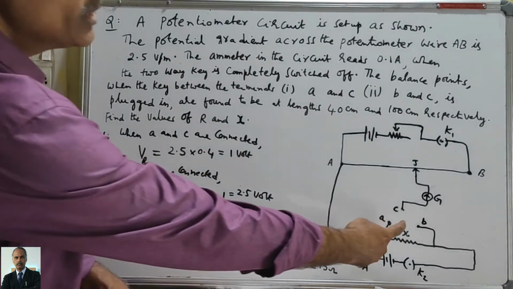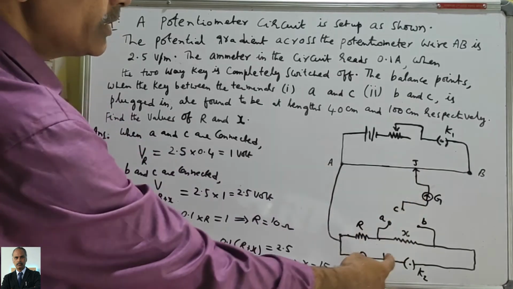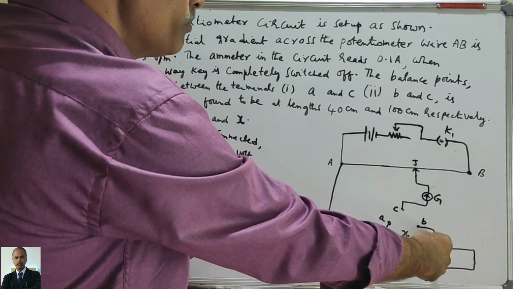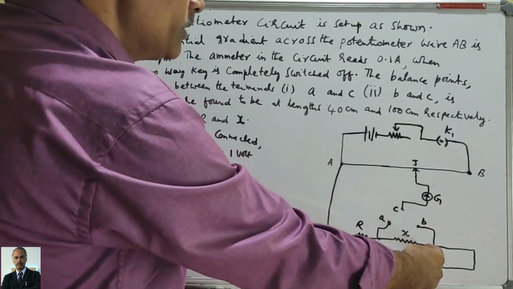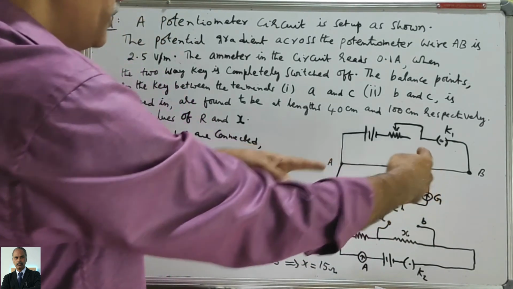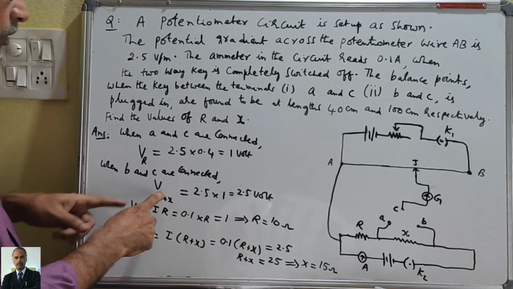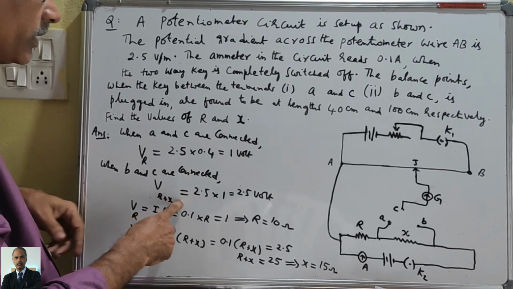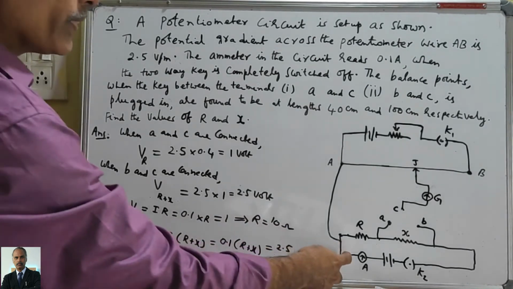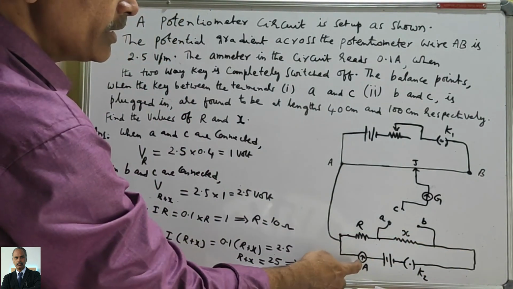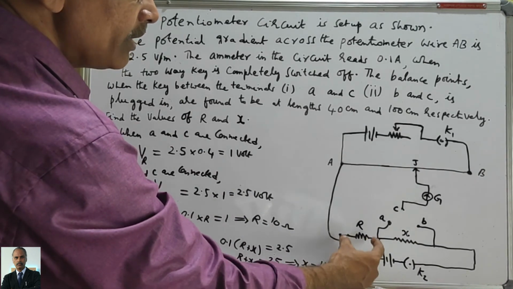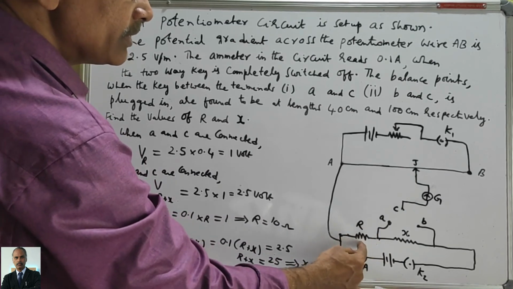And similarly, when B and C are connected, now both these R plus X together come in the circuit. Here also you are getting balancing length. So that means the potential difference across R and X together is equal to potential difference across 100 centimeter length of wire. Therefore, you are getting potential difference across R and X together equal to 2.5 into 1, that is 2.5 volt. And also in this circuit it is given that ammeter reads 0.1 ampere. Therefore, you can calculate what is the potential difference across this resistance R.